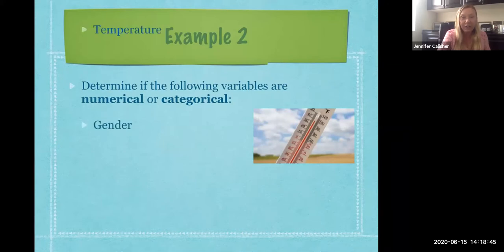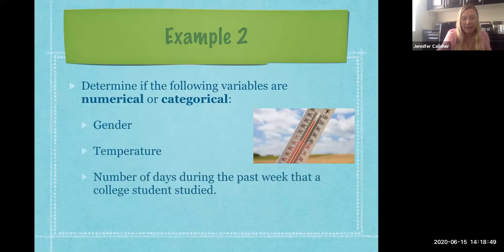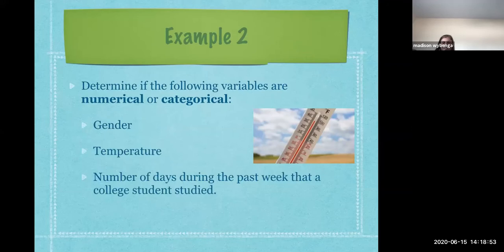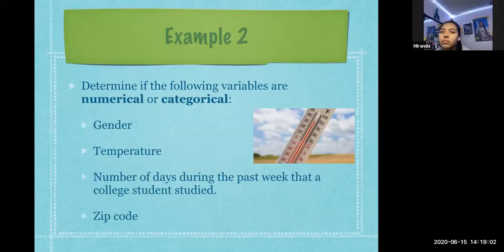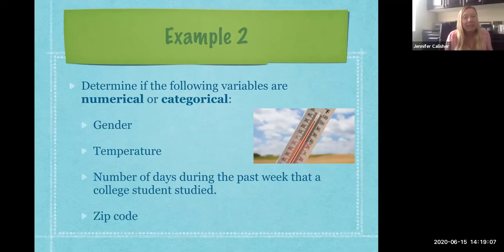So we have gender, temperature, and number of days that a college student has studied in the last 7 days. Did I remember it correctly? And then the last one is zip code. Okay, Destiny, what do you think? Gender, would that be considered numerical or categorical? Categorical. Exactly.